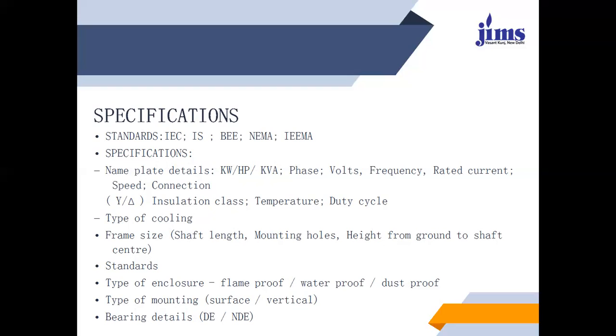It will be IEC type, IS type, BEE type, and NEMA type or IEEMA type. The type of enclosure, flameproof, waterproof, or dustproof, will also be mentioned. Naturally, the type of mounting, surface mounted or vertical mounted, is also given: how the machine or device we are manufacturing will be mounted on the platform, placed on a surface structure, or mounted vertically. Next will be the bearing detail, whether DE type or NDE type bearings we are using for the machine.